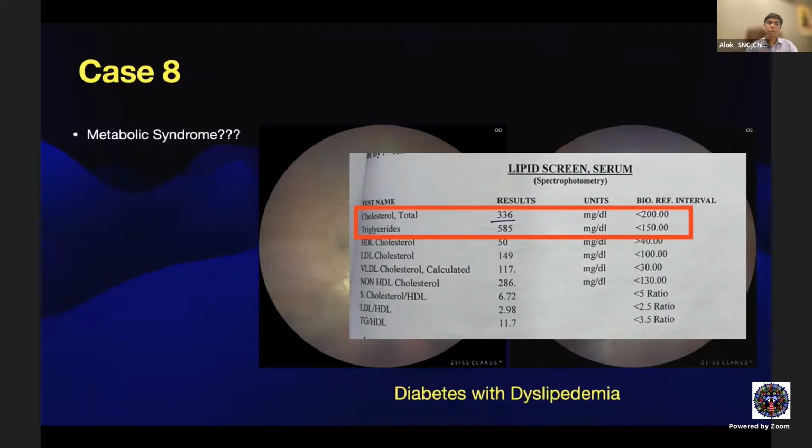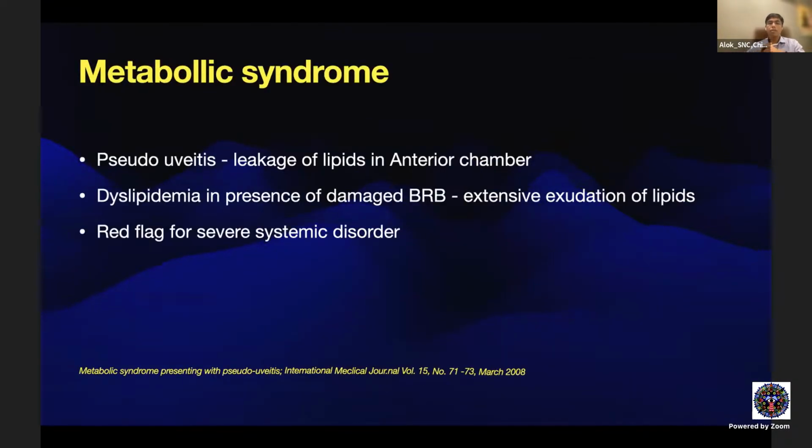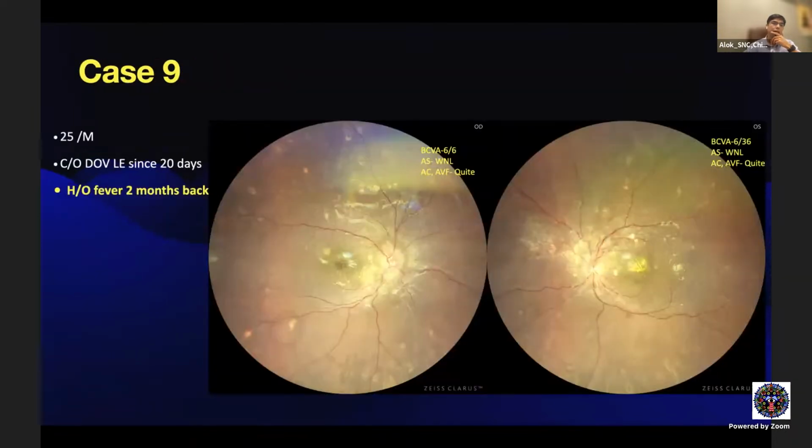So sometimes these patients with metabolic syndromes, especially diabetes with severe dyslipidemia, may present with leakage of lipids not only in the anterior chamber, but extensive leakage or exudation in the retina, which may at times mimic uveitis. And it's a red flag for severe systemic disorder. So you have to be aware of these kinds of presentations.